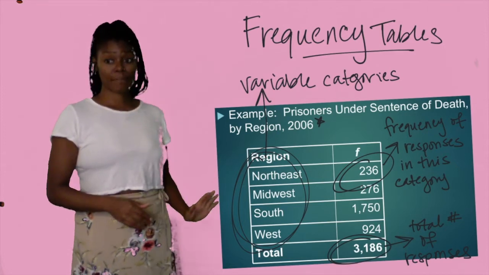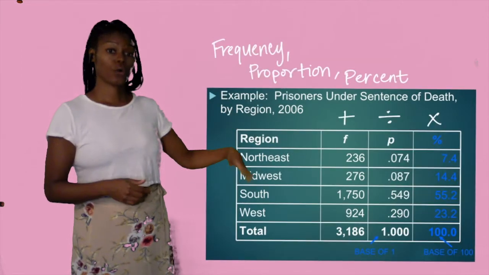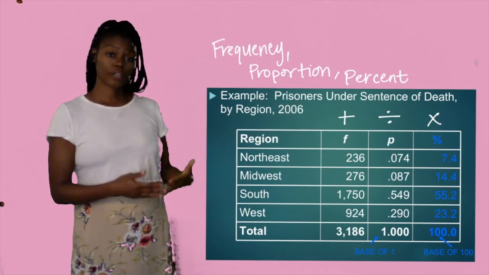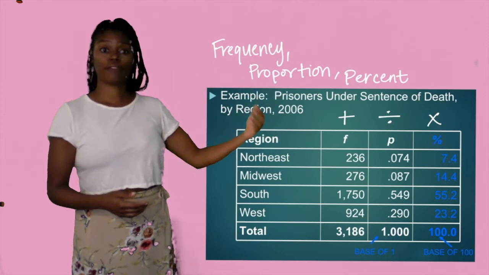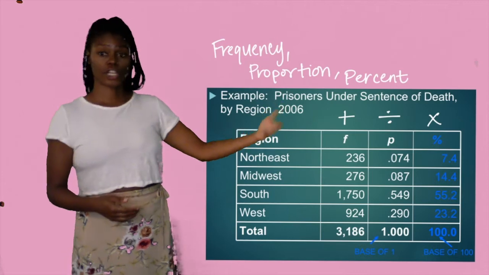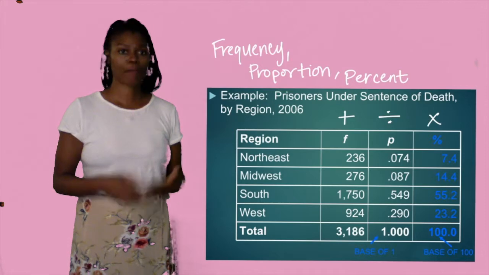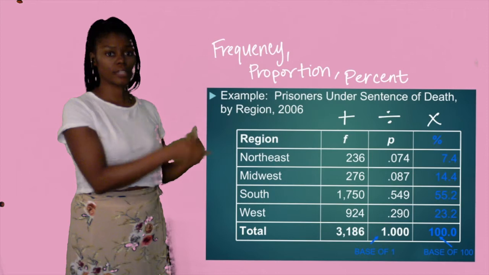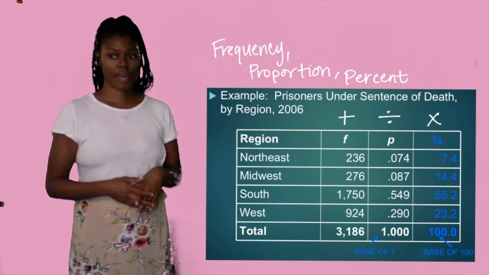Okay, we can expand out a frequency table to also show us the proportion and the percent. Proportion is literally just the frequency in a given category divided by the total number of cases. So if frequency is addition, proportion is division. Percentage then is taking that proportional value and multiplying it by 100 so that you can say something about the percentage in this case of prisoners under sentence of death by region.